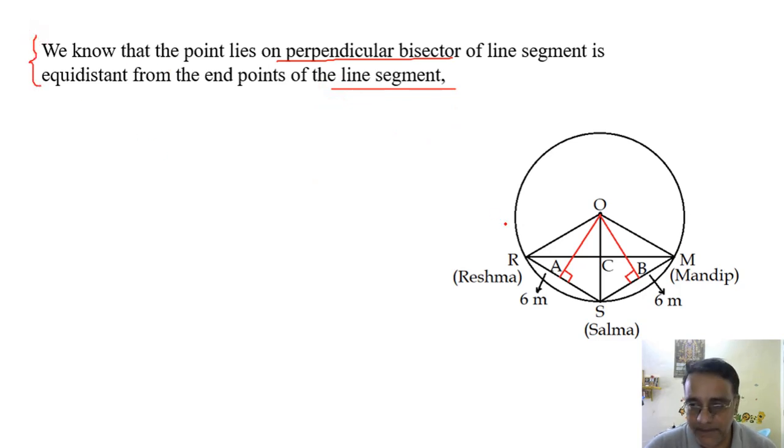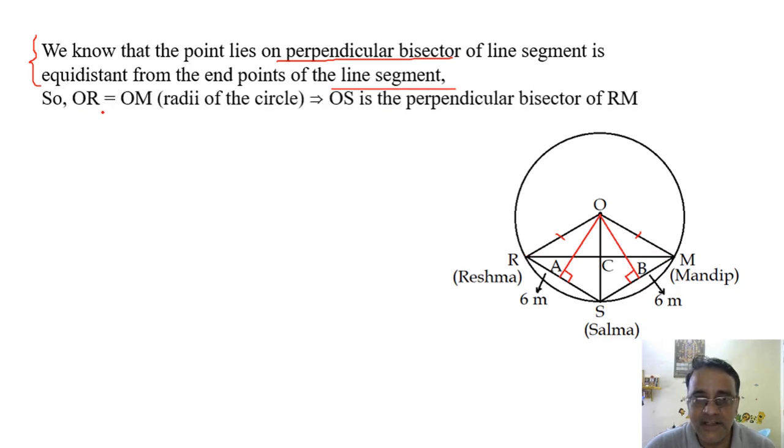Whether this statement is clear to all of you? Yes, sir. Okay. ध्यान से देखो, OR is equal to OM because they are radii. So we can say that OS is the perpendicular bisector of RM. OR is equal to OM, radii of the circle. This will imply OS is the perpendicular bisector of RM. Whether this point is clear? Yes, sir. That means this is perpendicular.